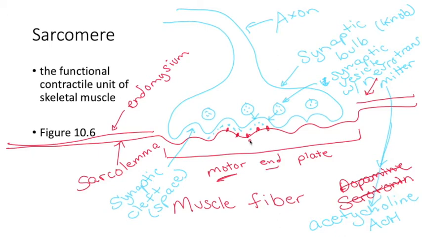And those are receptors. Specifically, they are ACH receptors. So those are little proteins that respond to acetylcholine. So when acetylcholine lands on one of these receptors, it will tell the muscle that it's time to contract.